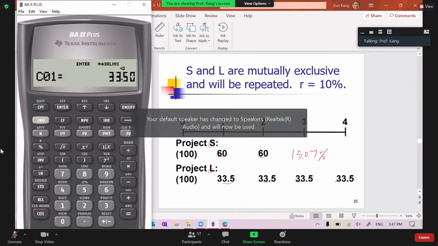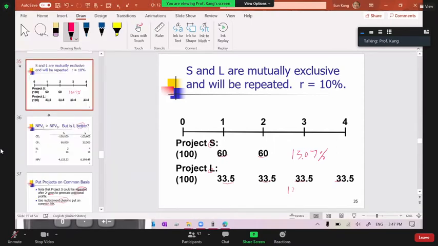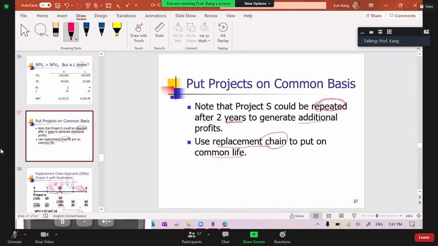$33.5. F is 4, or enter. IRR. Compute 12.83%. Right? So according to IRR, S is better, right? But that is consistent with net present value technique, right?